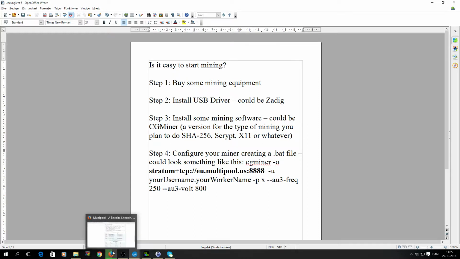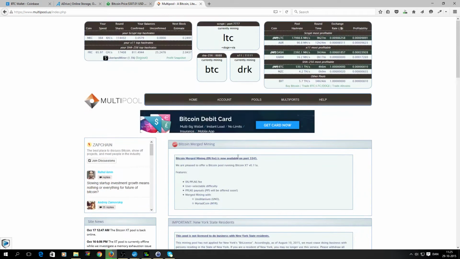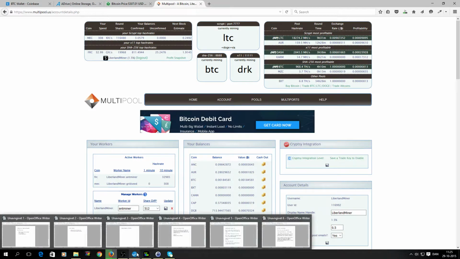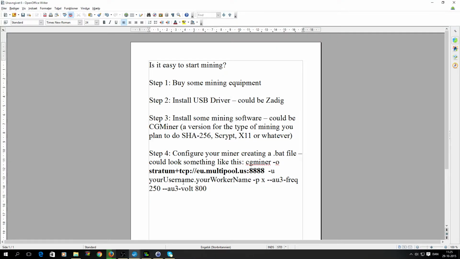Then we would go back to, in this case, multipool, and we would find our account information that we see here. Our worker name is liberlandminer.antminer, and that we would put in here as a worker name, and we would put in our username on the site, and then we would put in a password. Normally most pools don't use a password, so it would just be an X, and then we would put in frequency and voltage.